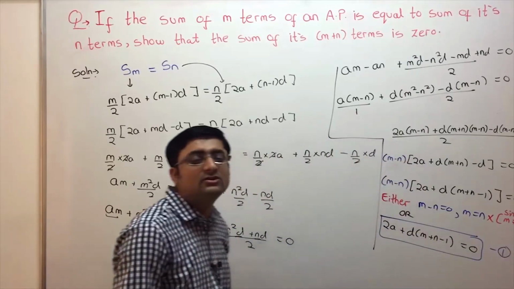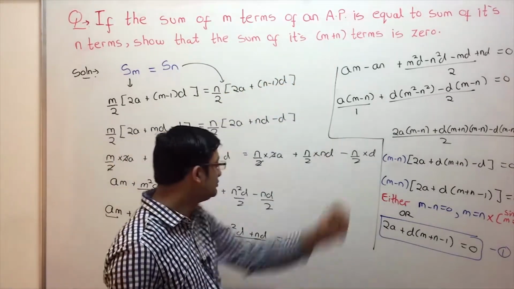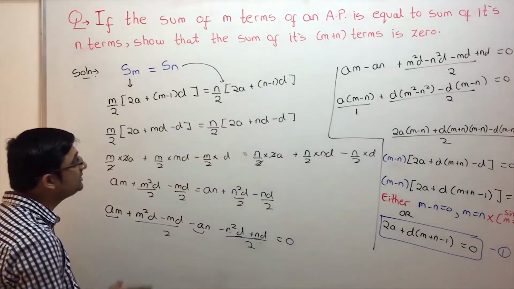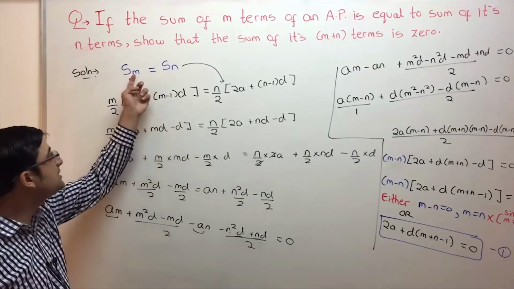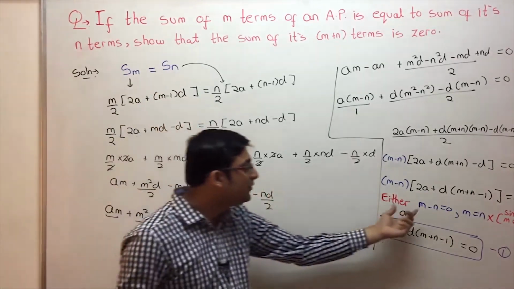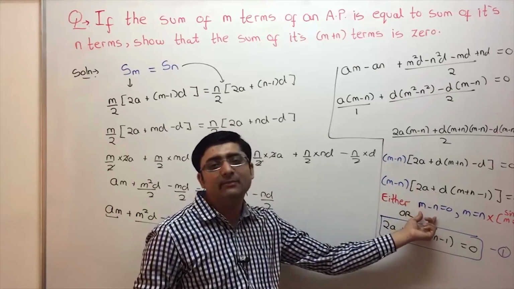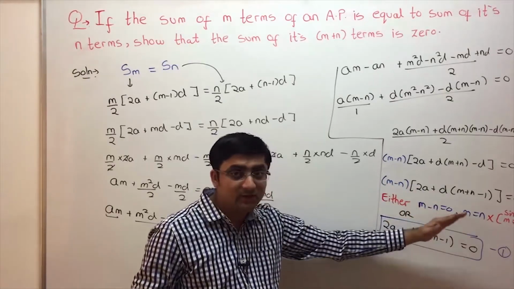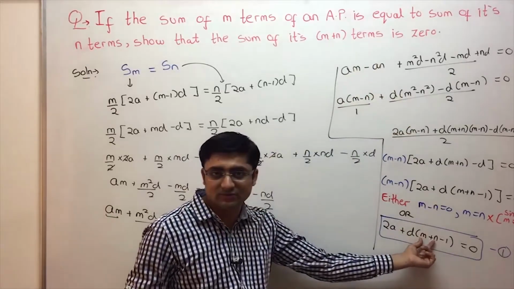Is this clear? Now see, what do we have to prove? We have to find the sum of the m plus n terms. So let me first rub this off. What did I do so far? We are given sum of m terms is equal to sum of n terms. We plugged in the formulas, we solved. We got two conditions. Either this is 0 or this is 0. If m minus n is 0, m is equal to n. We reject that. Why? m is not equal to n. That means this thing is equal to 0.